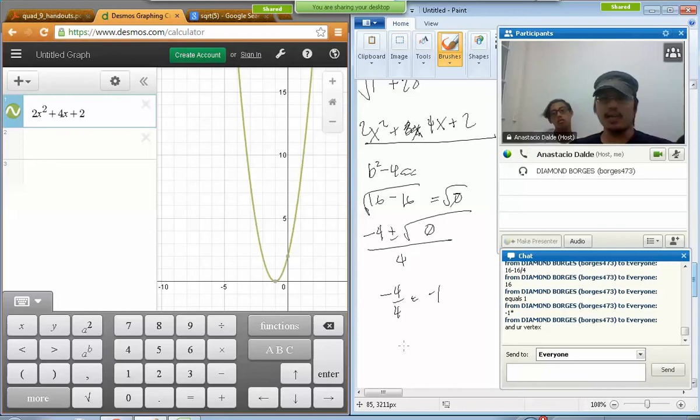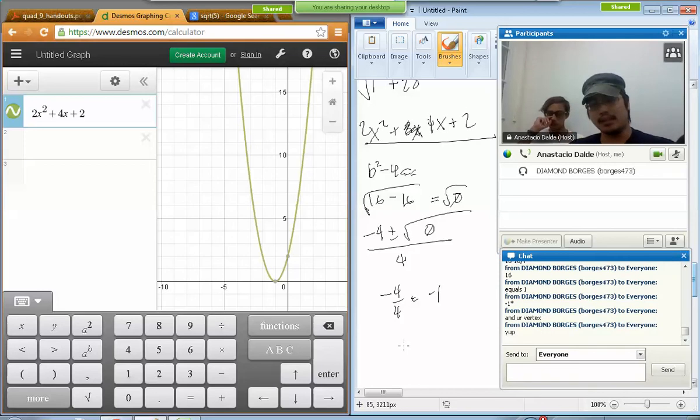I honestly feel like I've covered all of quad 9 in half an hour. Not even, yeah, half an hour maybe. That's it. That's all of quad 9, I think.